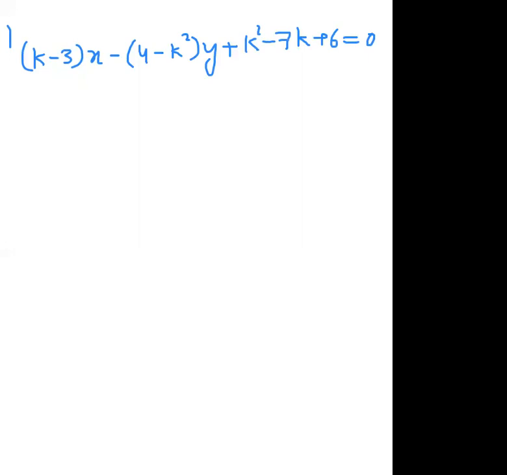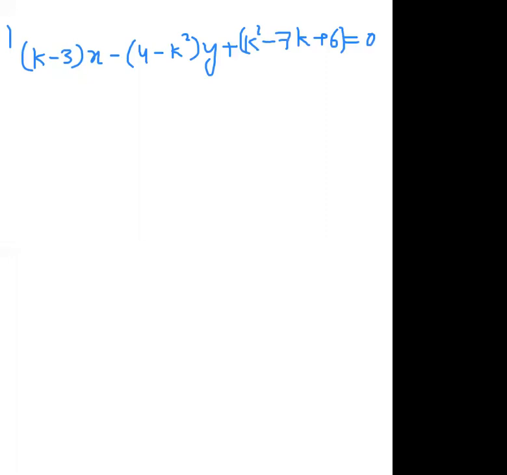Now I'm going to the miscellaneous exercise. First question. See, it is (k minus 3) x minus (4 minus k square) y plus k square minus 7k plus 6 equals 0. This is the given equation.